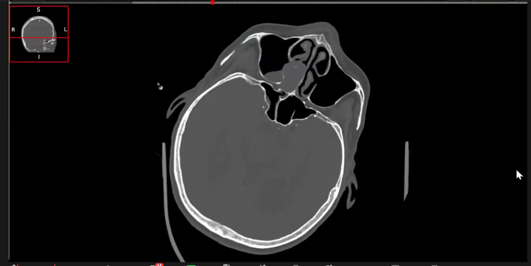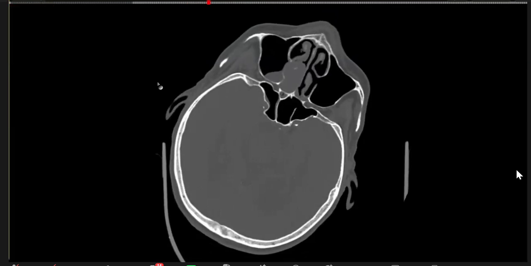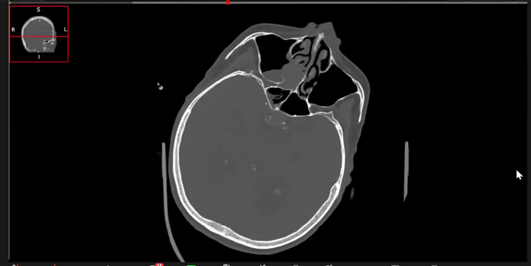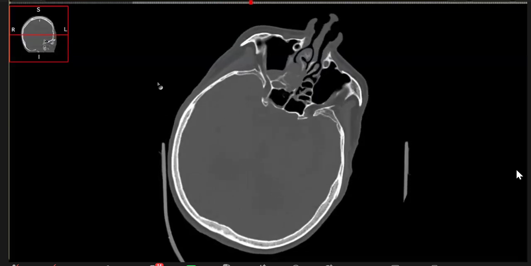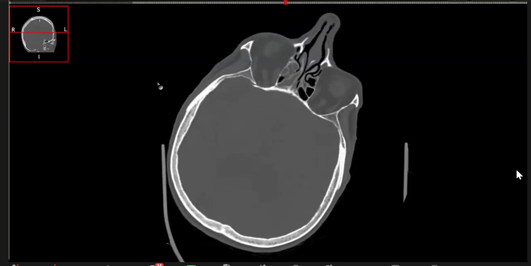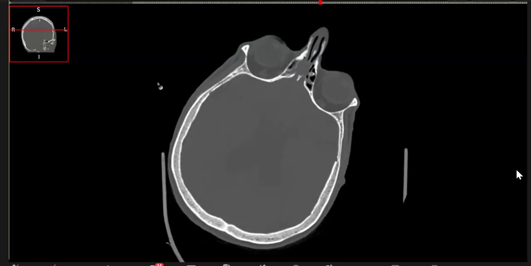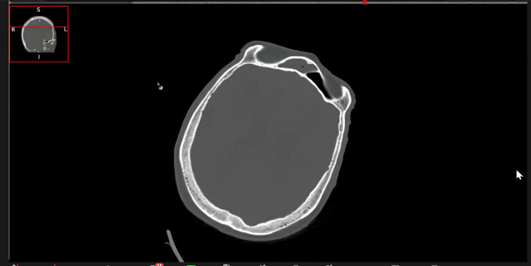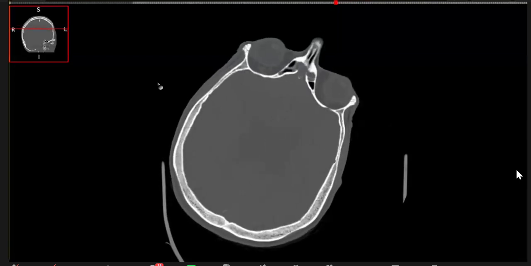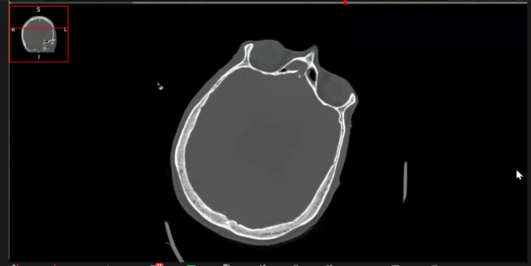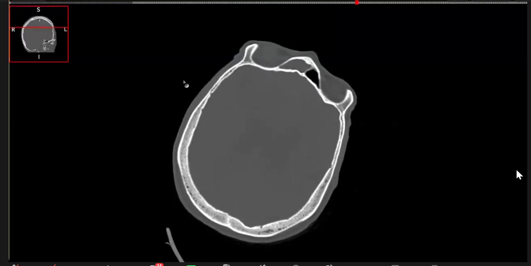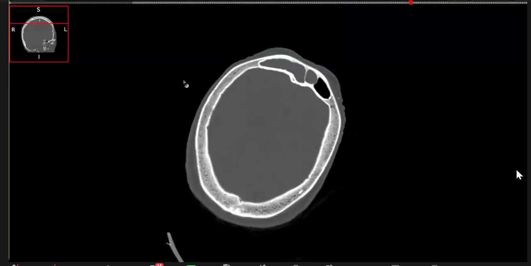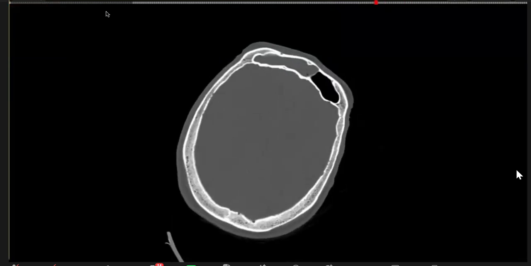Sir, again, there is a redemonstration of a soft tissue intensity lesion in the sinuses, which is involving the right maxillary, right ethmoid, and bilateral frontal sinuses. I want to see any erosion of the bones. Right, in the cribriform area, the right cribriform plate seems eroded, and in both frontal sinuses, the right frontal sinus is mainly opacified with this mass.